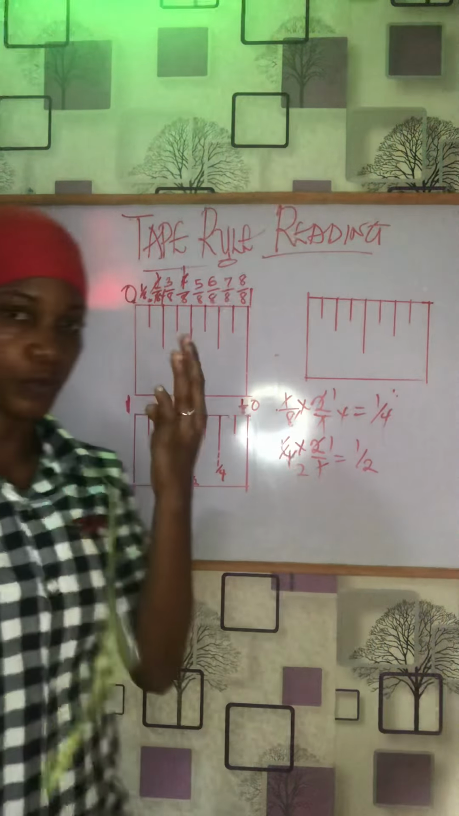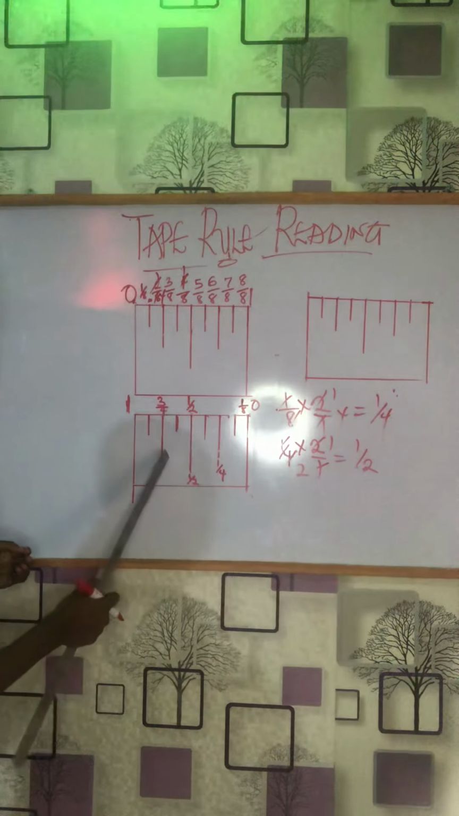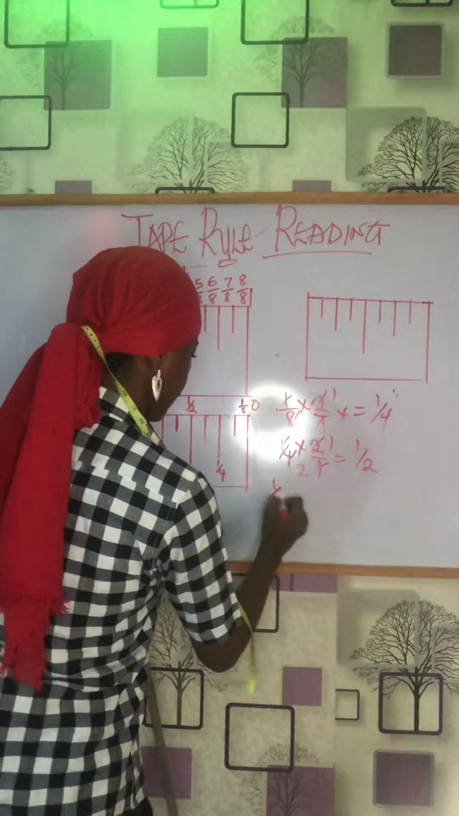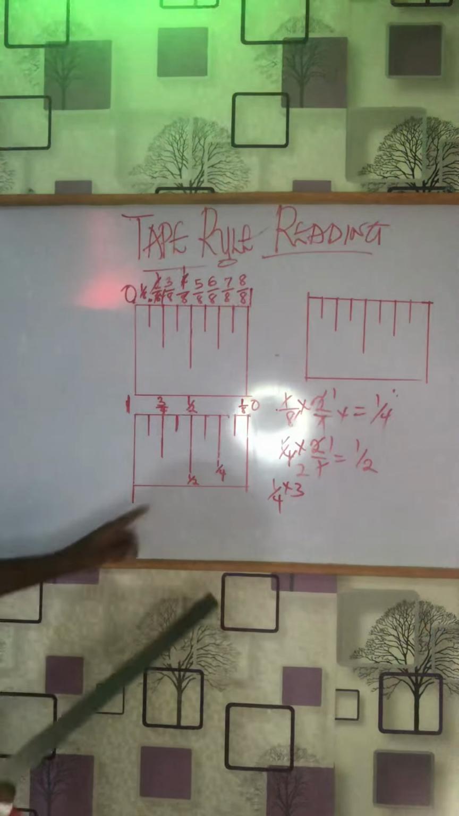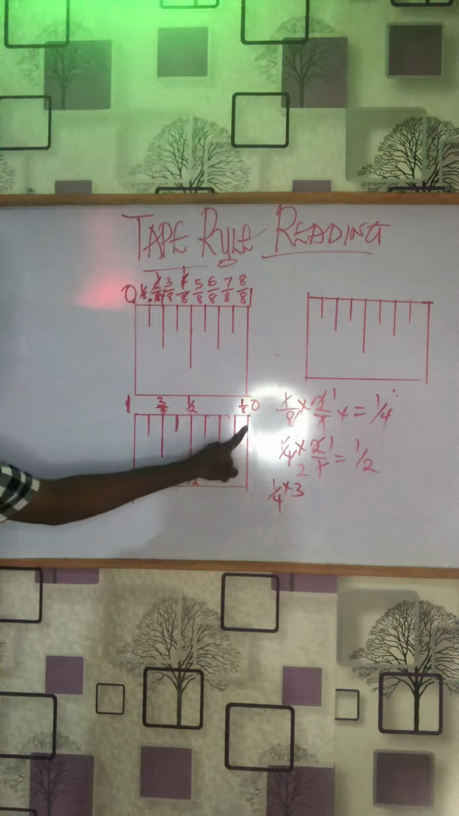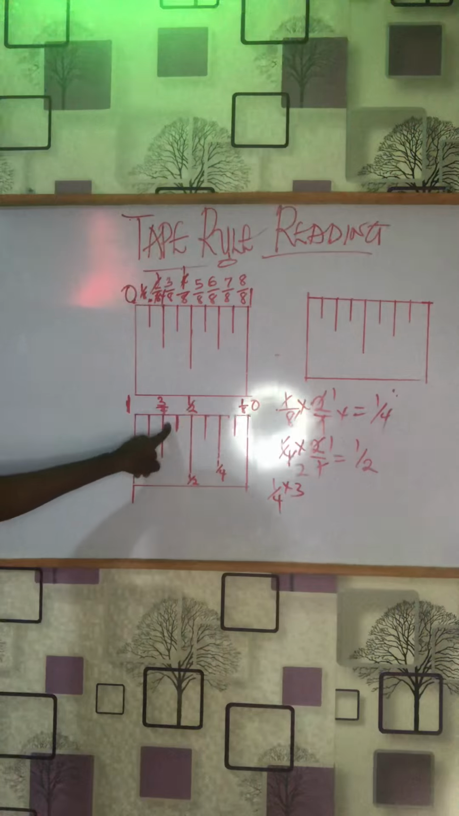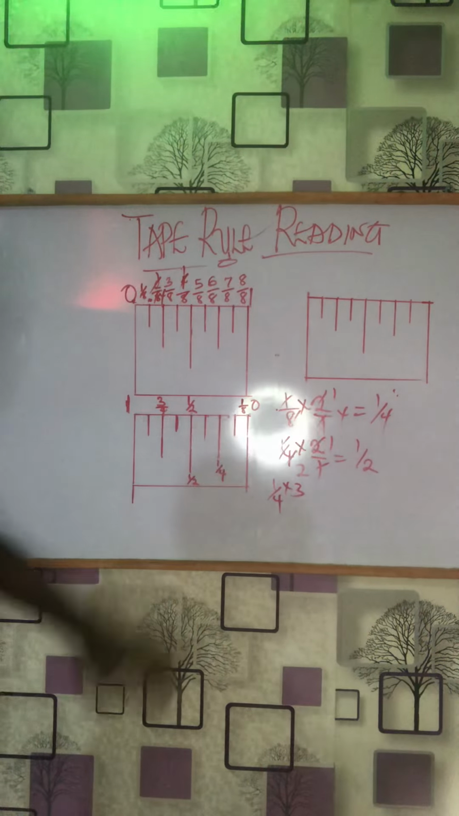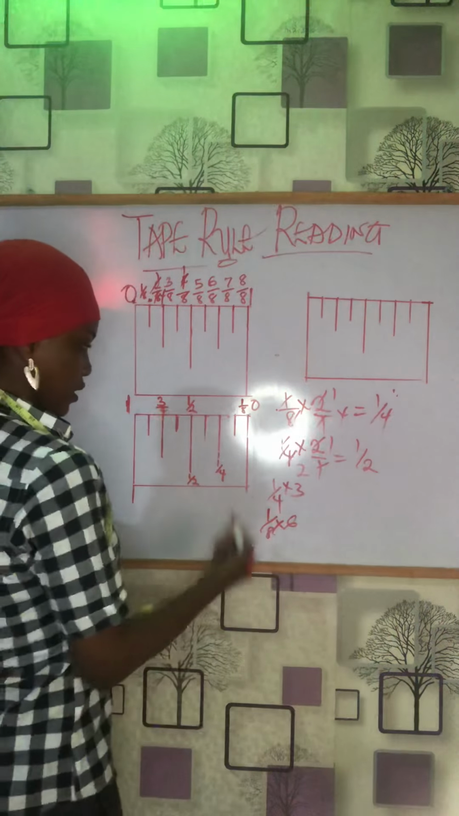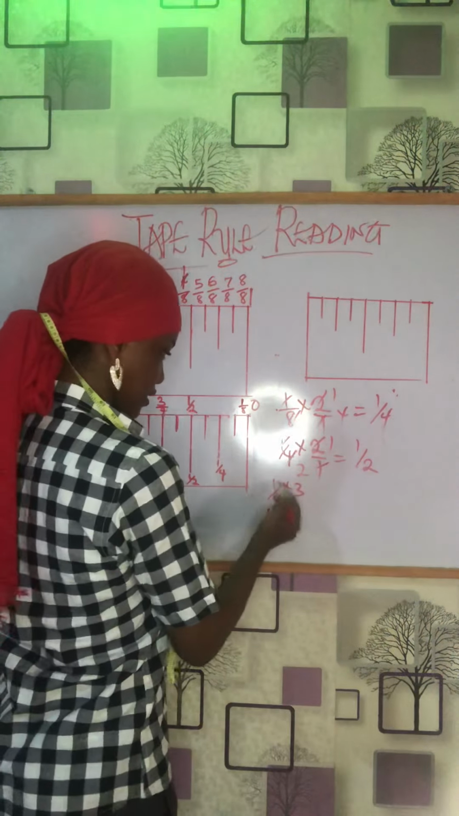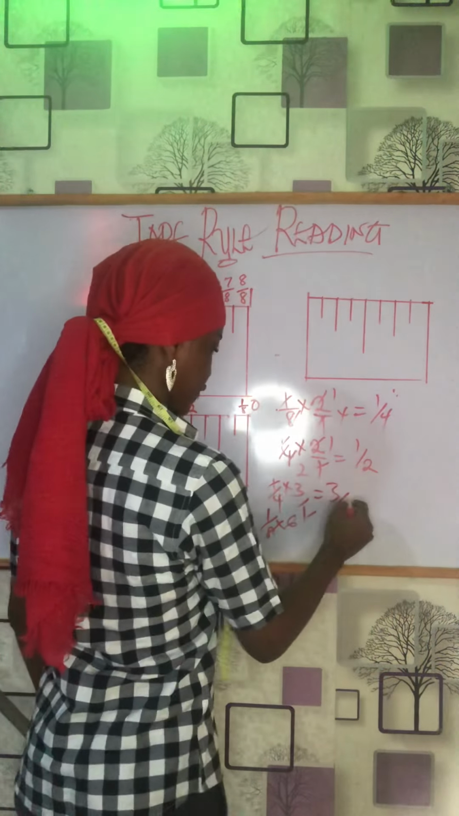Now I have 3 1/4s. 1/4, 1/4, 1/4. 1/4 multiplied by 3. Then I have 6 1/8. 1/8, 1/8, 1/8, 1/8, 1/8, 1/8. That is 1, 2, 3, 4, 5, 6. So 1/8 times 6. Now, this, we can't do this. This will give me 3/4.